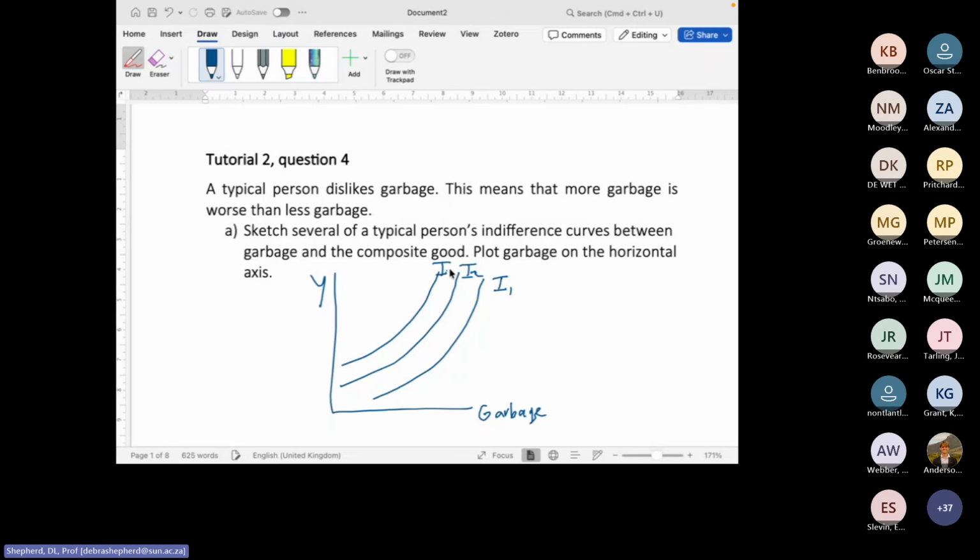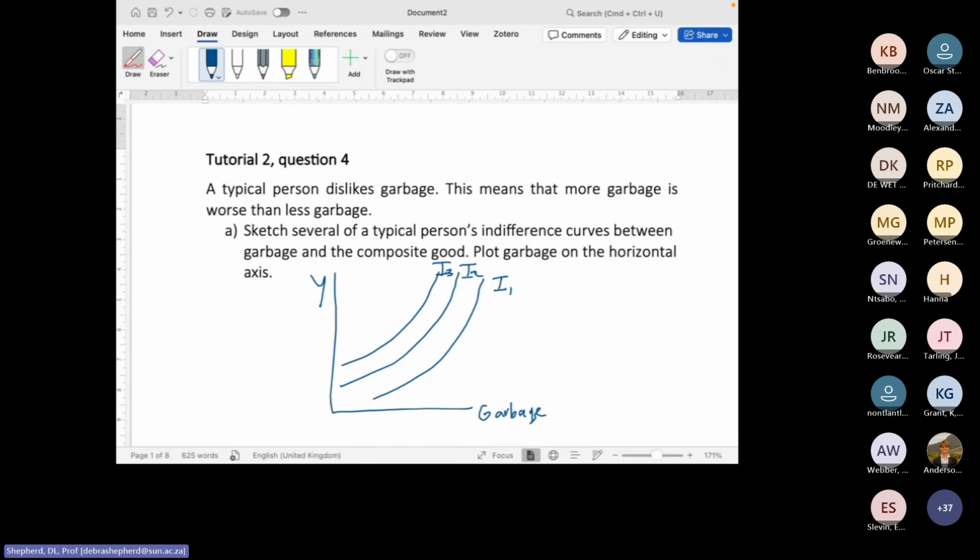Okay, so I'm labeling them I1, I2, and I3. And what that means is that I3 provides this consumer with a greater level of utility than does I2, and I2 provides a greater level of utility than does I1. So how can I figure out that that is what these indifference curves represent? That these indifference curves represent garbage as a bad and the composite good as a good. So garbage giving disutility and the composite good giving utility.